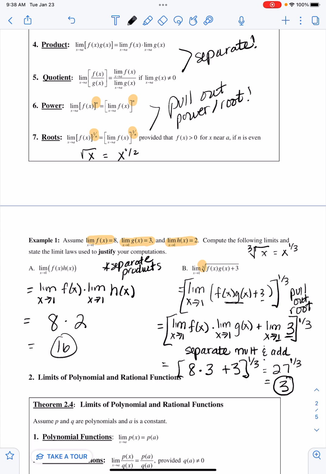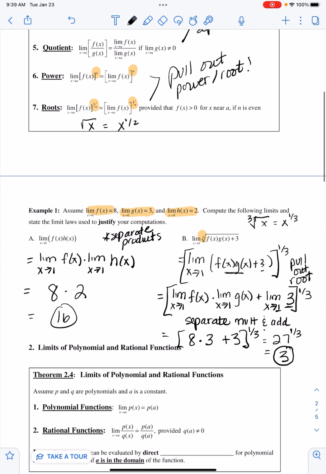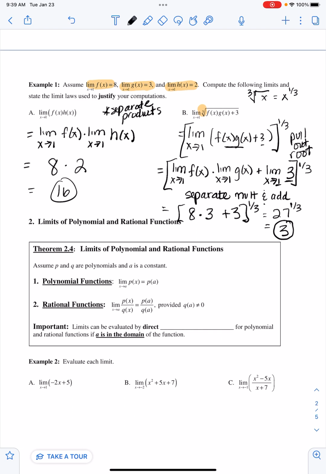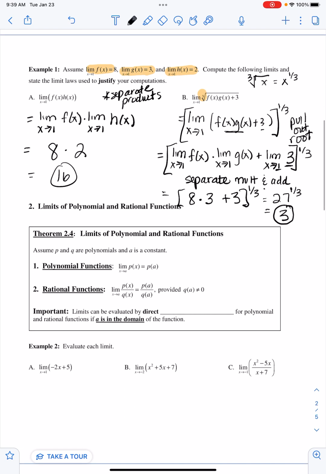All right, so that gives you some easy examples on how our limit property works. It really just comes down to separate over addition, subtraction, multiplication, division, and pull out any constants, powers, or roots. All right, so next up, we're going to look at some limits of some very popular functions, which are the polynomial and the rational functions.